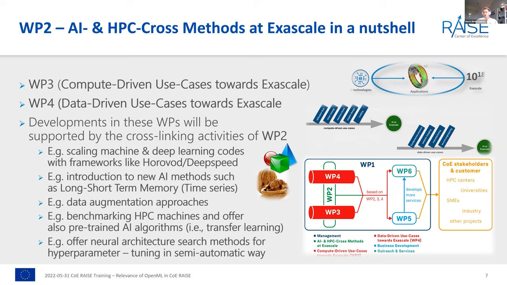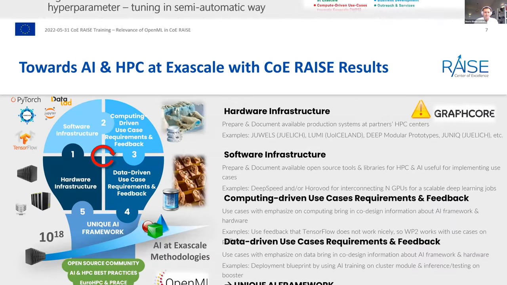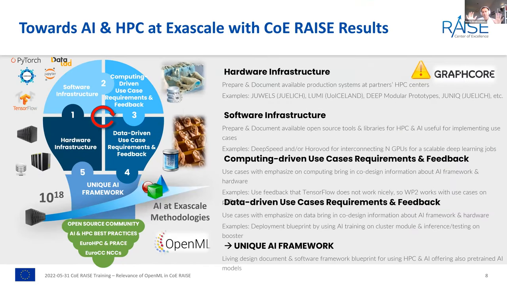Now, how we are working: Work Package 2, which hosts this training, is closely intertwined with Work Package 3 and Work Package 4, which are the compute-driven and data-driven use cases. There we have different points where we help with AI, with discussions back and forth in so-called interaction rooms. However, the goal of the overall project is not only to look at the compute-driven and data-driven use cases, but also to take the software infrastructure into the equation, and of course the very disjunct hardware infrastructure that is evolving.